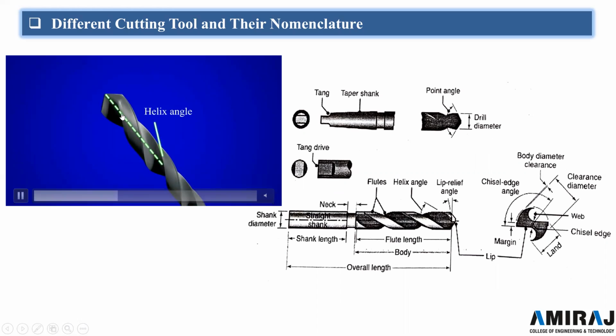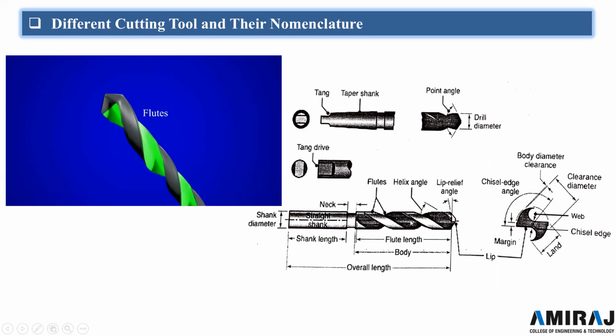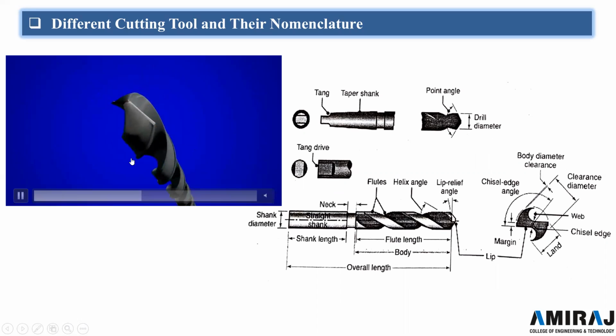The helix angle is along the longitudinal direction, and between the flutes, this recess is called the flute. This gap is called the flute. This point is called the chisel edge, and the angle is called the chisel edge angle. Apart from this, these are called margins. Here also you can see the margins, and this portion is known as the heel.